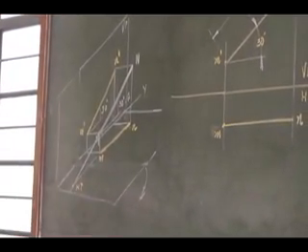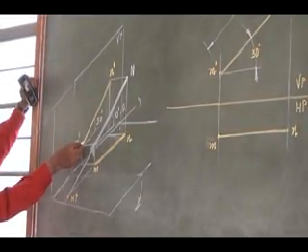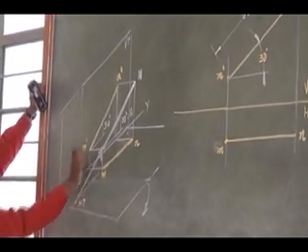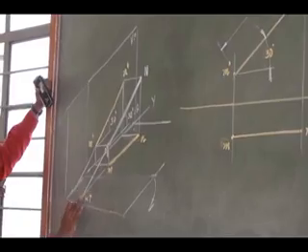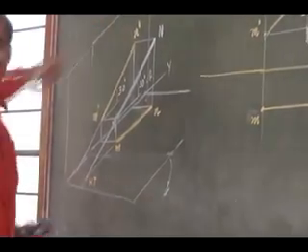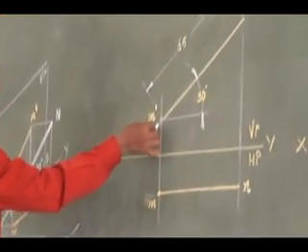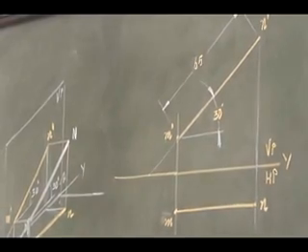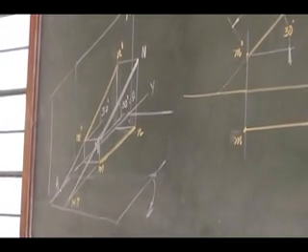Now what can I do? I can extend the front view in the same fashion, somewhere here. Just by extending the front view, it will meet the reference line. So I am extending the front view, and it is meeting the reference line somewhere. I can mark where it meets the reference line as small h, since I am extending the front view.